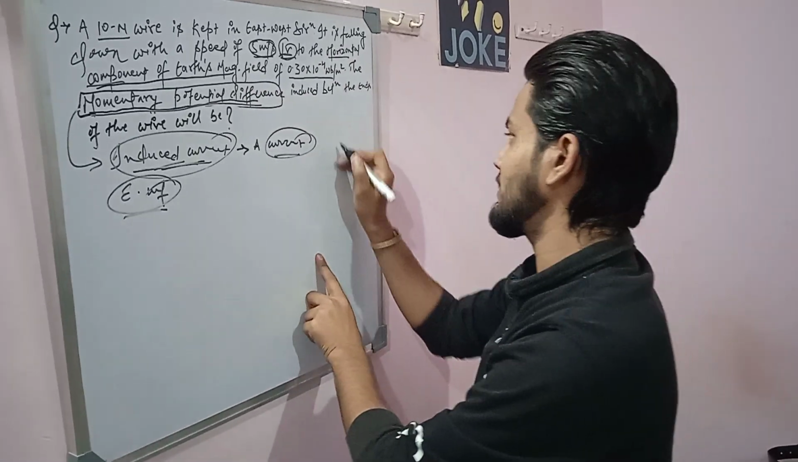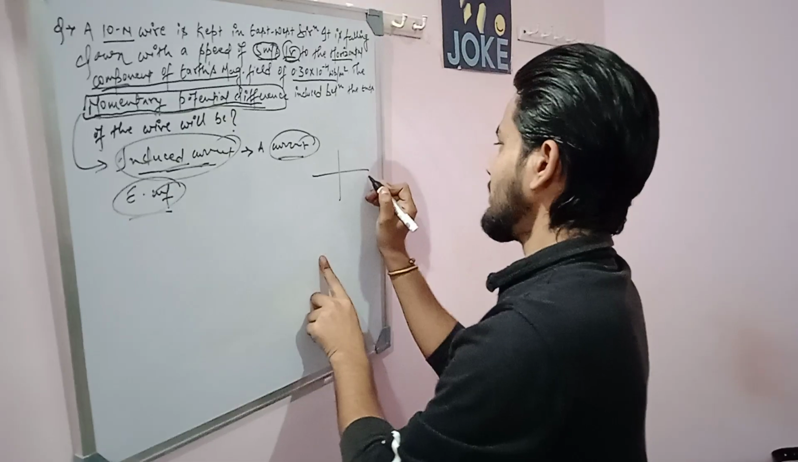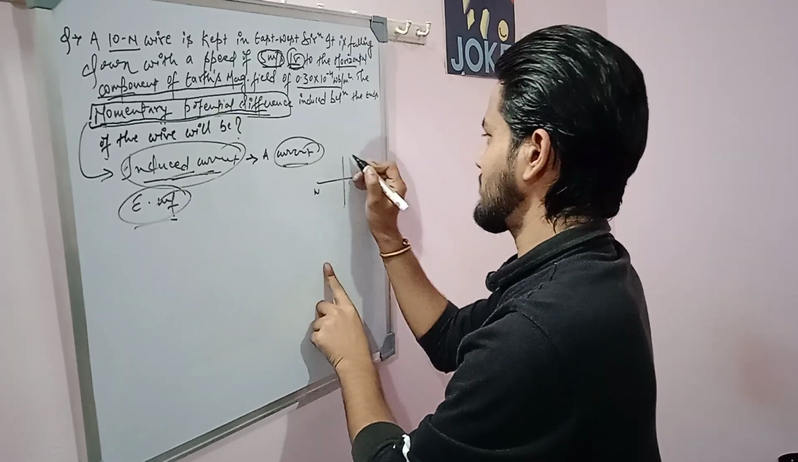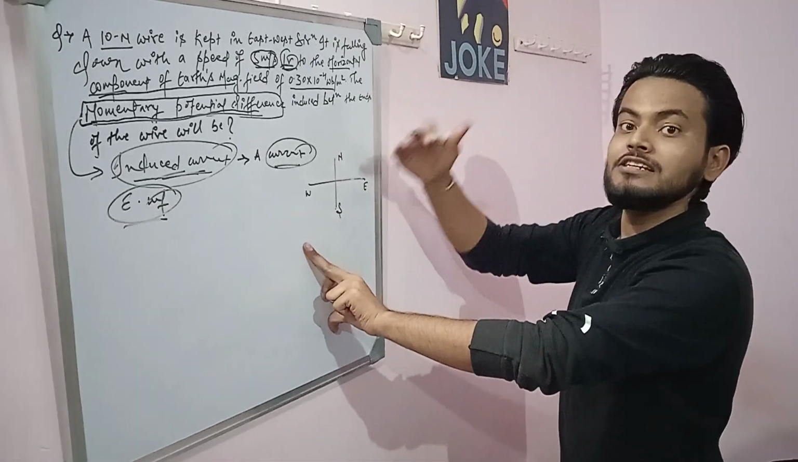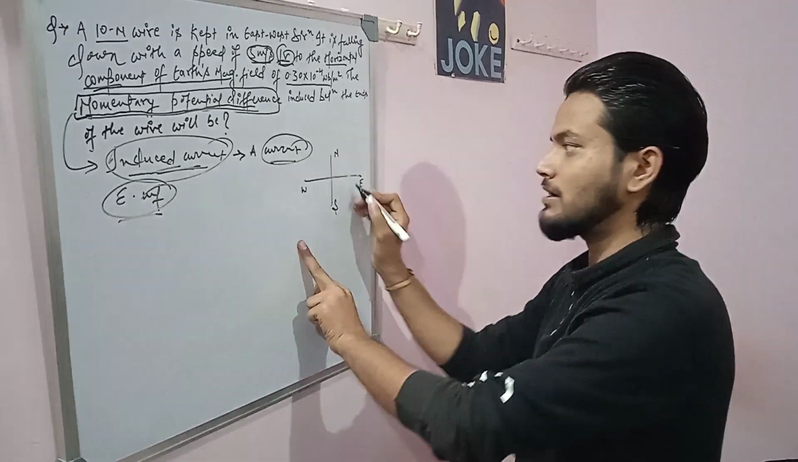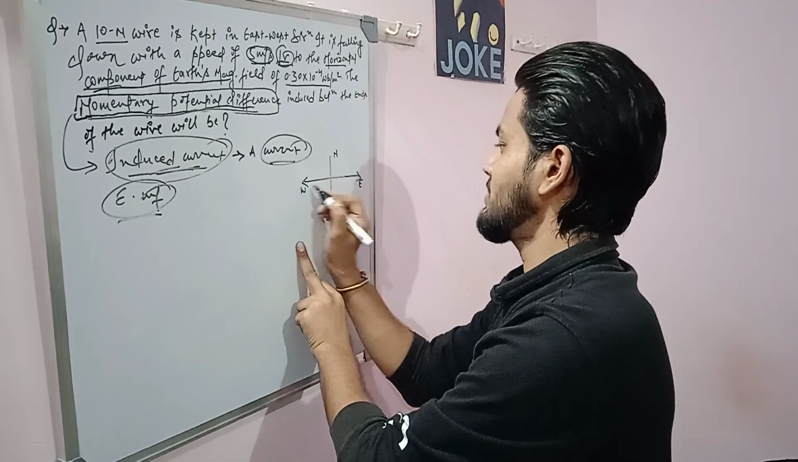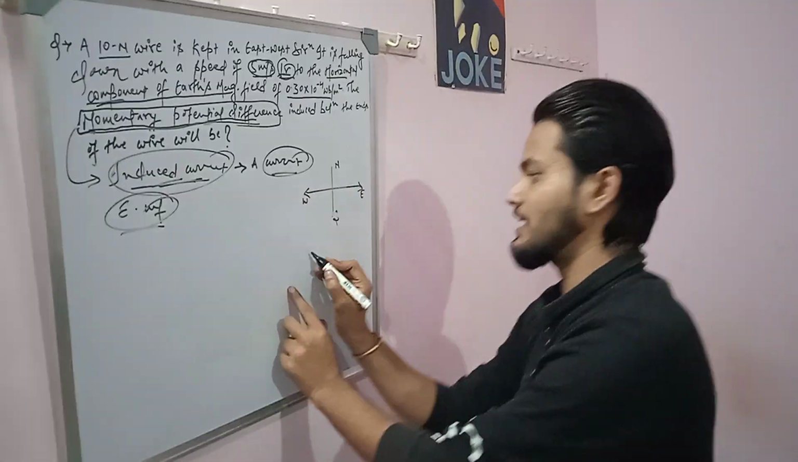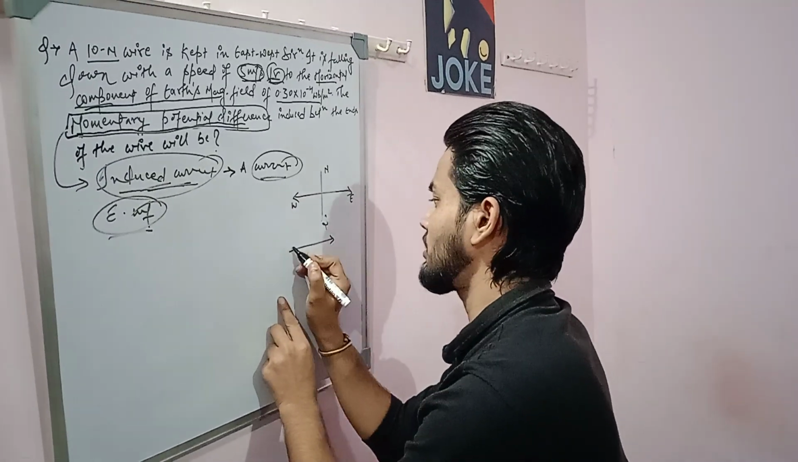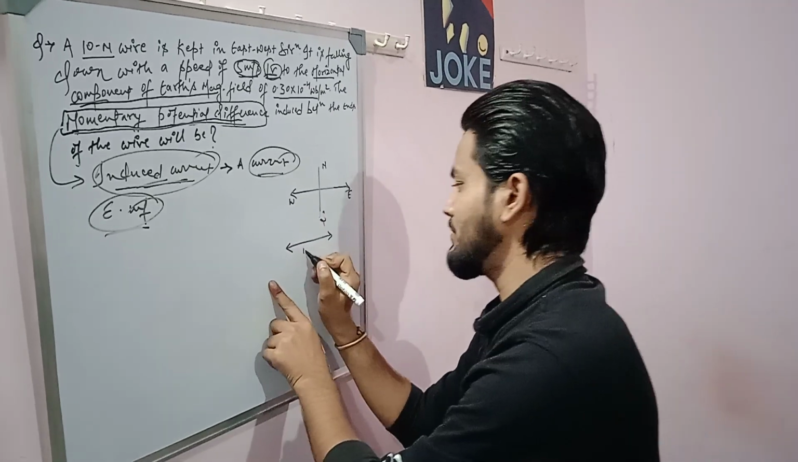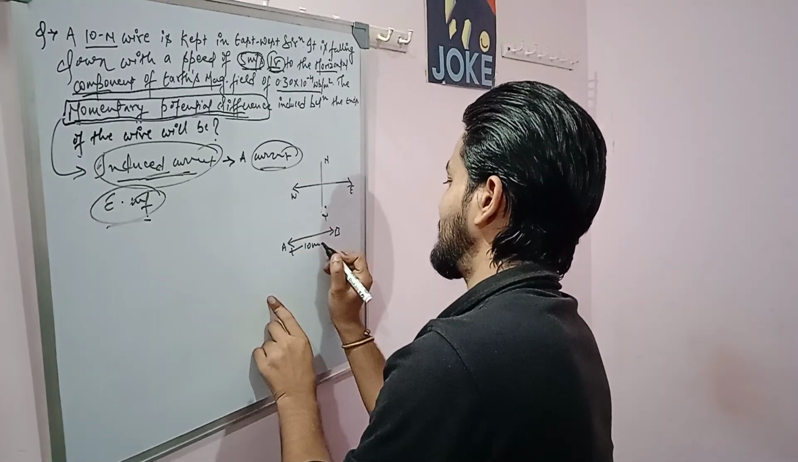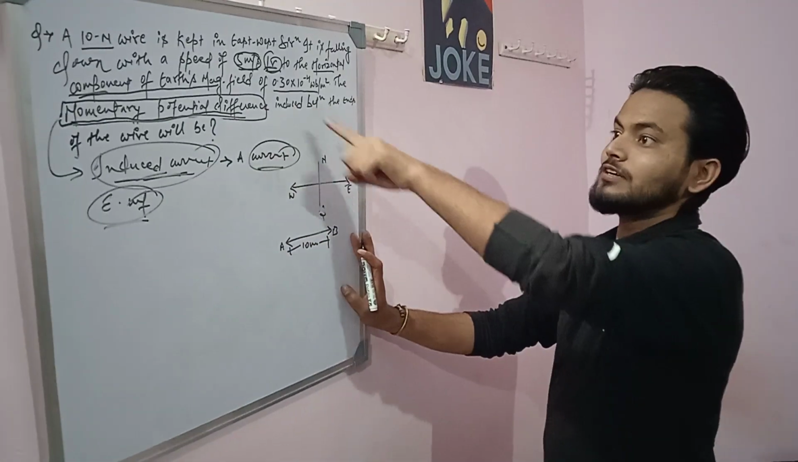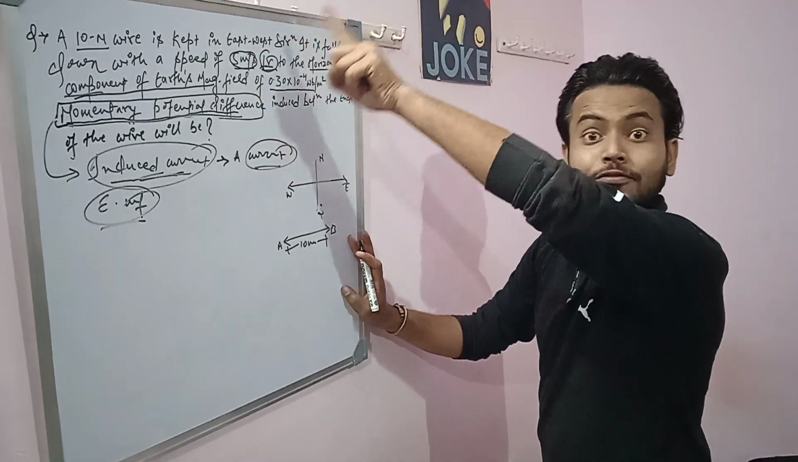Suppose this is east, this is west, this is north, and this is south. Initially the wire was kept in the east-west direction, which means it was kept horizontally. This is 10 meter. If this is A and this is B, the wire was kept like this. And now what happened after that? It is falling down with a speed of 5 meter per second.